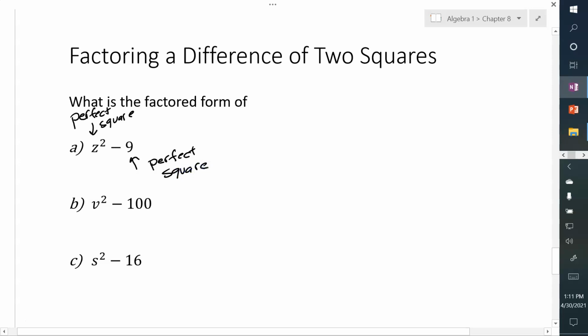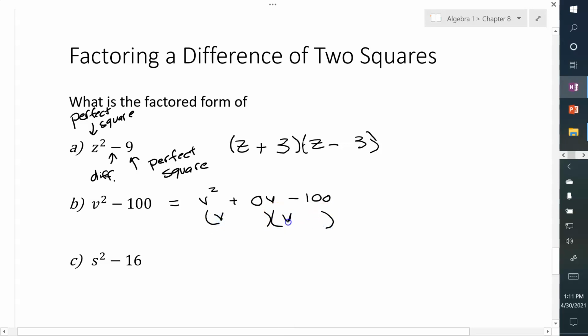And so if you recognize that and you see that you have a difference, that minus sign, you can literally just take the square root of your first term, so z and z, take the square root of the last term, 3 and 3. I'm going to put 1 as a plus and 1 as a minus, because that's the only way I get a negative on the end. So you can do it like that. Your other option is to introduce a middle term. So v squared plus 0v minus 100. If you put in that 0v, you can then just factor like normal.